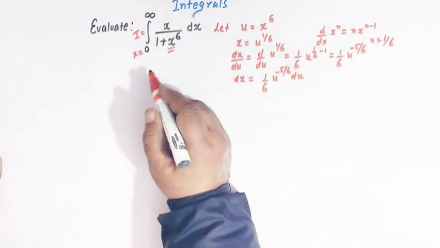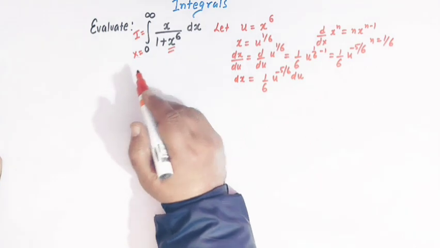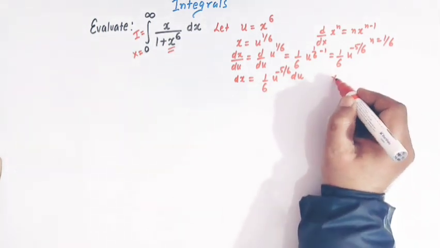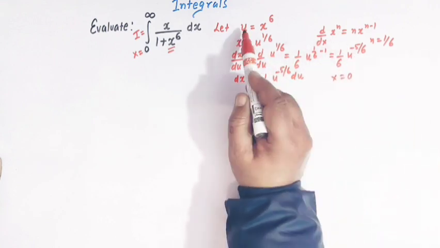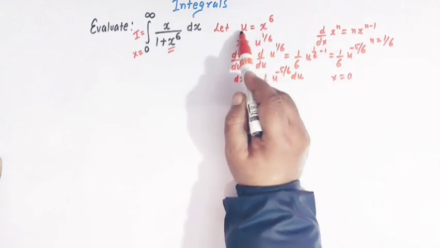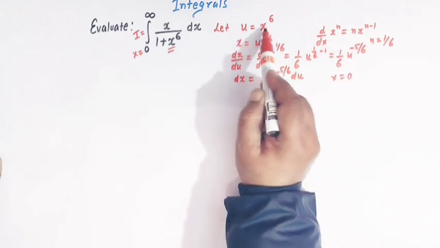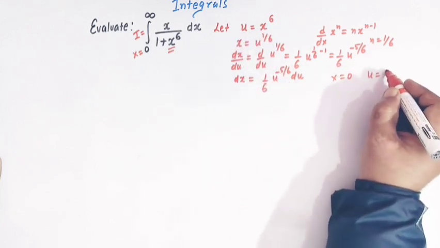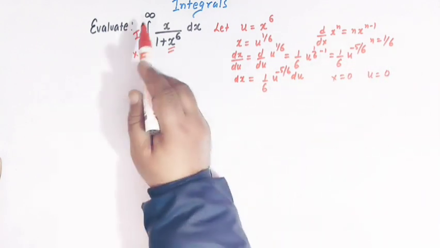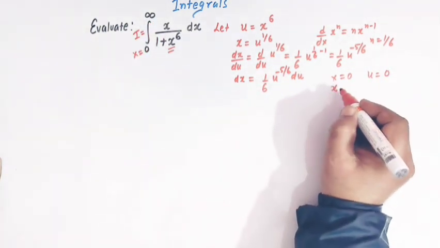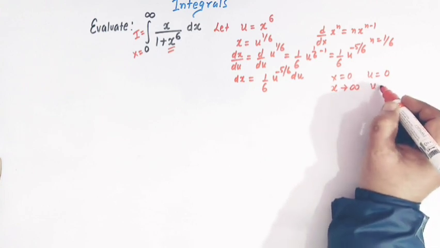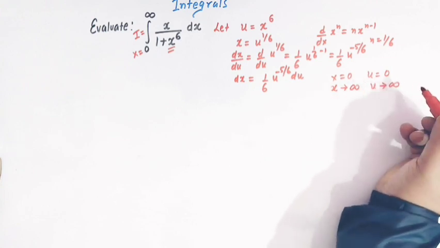Okay, now see here the limits of integration vary from 0 to infinity. So accordingly, when we use the method of substitution, we should also change the limits. So when x is 0, then the value of u can be calculated from this expression connecting x and u. So u is also equal to 0. And when x tends to infinity, then u also tends to infinity.